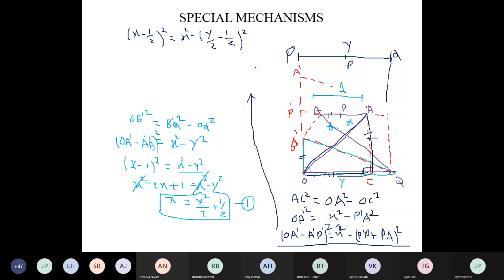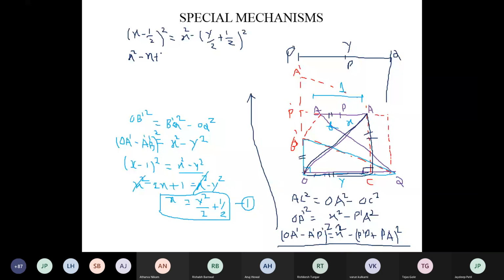expand this bracket. What will you get here on the left hand side? x square, plus 1/2. Now you have to split this bracket. What will come for x square here? x square minus x, correct? Plus 1/4.